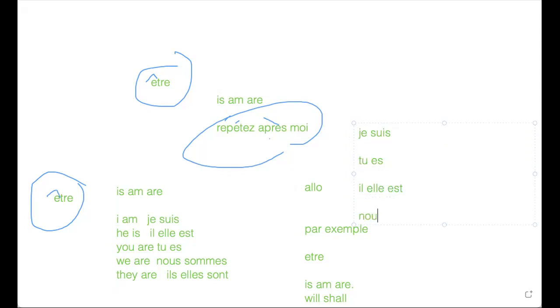Nous sommes. Nous is we, sommes are. Vous êtes. What is vous? Vous is you, formal. We have two things. Tu is you, informal. Vous is you, formal. Vous êtes. Nous sommes. Repeat after me. Nous sommes. And ils, elles sont is they are.